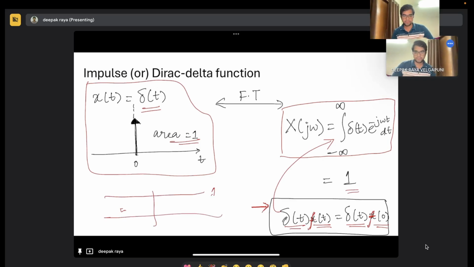So this is the Fourier transform of the Dirac delta function. This is the omega axis or frequency axis, and at any frequency you see a constant value of 1 when you take the Fourier transform of this Dirac delta function.